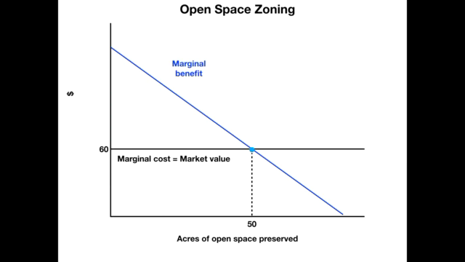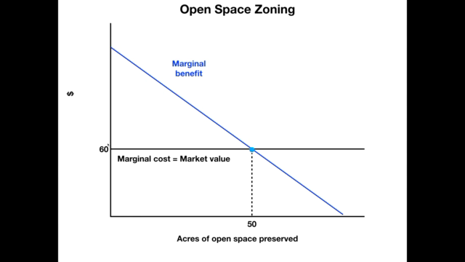So here we have a graph that represents dollar value on the y-axis and the acres of open space preserved on the x-axis. As you can see, we have a marginal benefit curve here in blue. It is downward sloping because as you have more and more acres of open space that's being preserved, the marginal benefit of each additional acre of open space preserved is less. So we have decreasing returns with respect to open space.